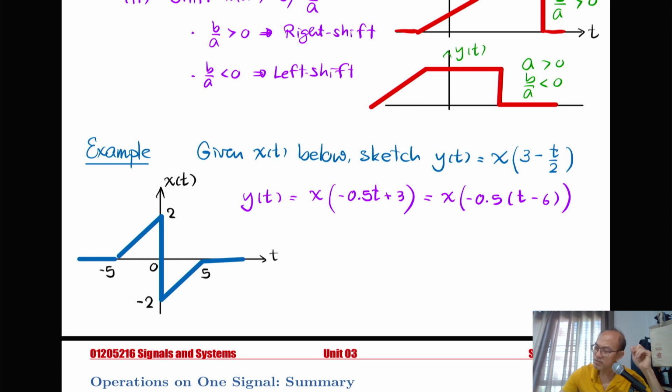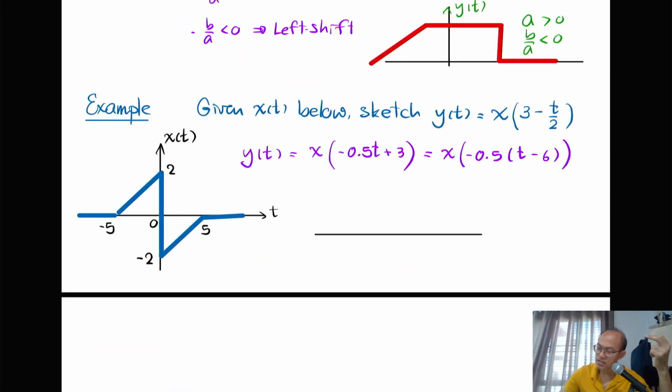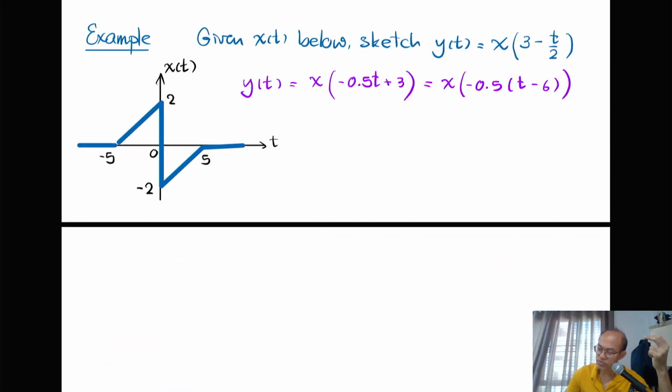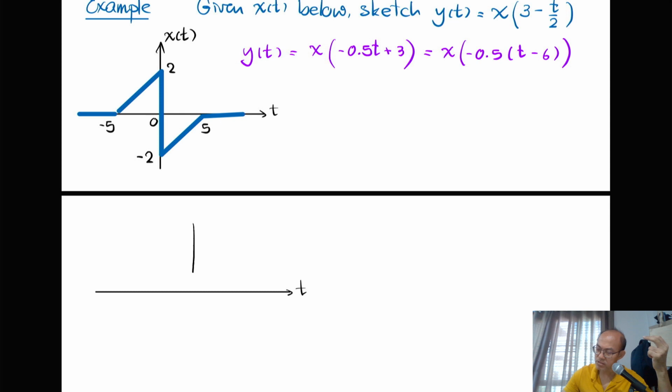So the first step is to plot x of minus 0.5 t. X of minus 0.5 t is a time scaled version of x. So x is scaled by minus 0.5 t, but we have to also flip it around the horizontal axis by 180 degrees. So this is x of minus 0.5 t.